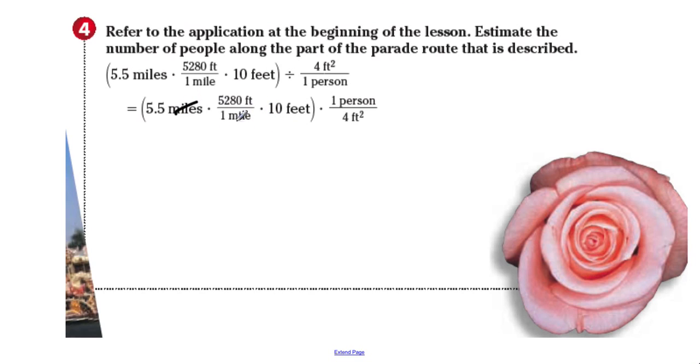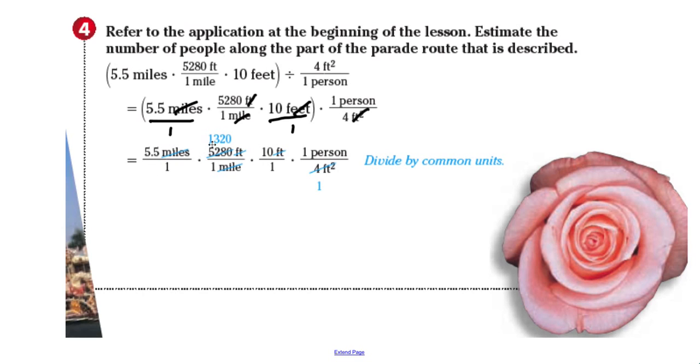Miles, cancel that. Feet, cancel that. Oh no, the feet and the feet will be feet squared. Therefore, it cancels that feet squared right there. So feet times feet, because remember this is 10 feet over 1. This is 5.5 miles over 1 as well. So feet times feet will be feet squared, and we simply cancel out the feet squared as well. So you're going to be left with the unit of people or persons.